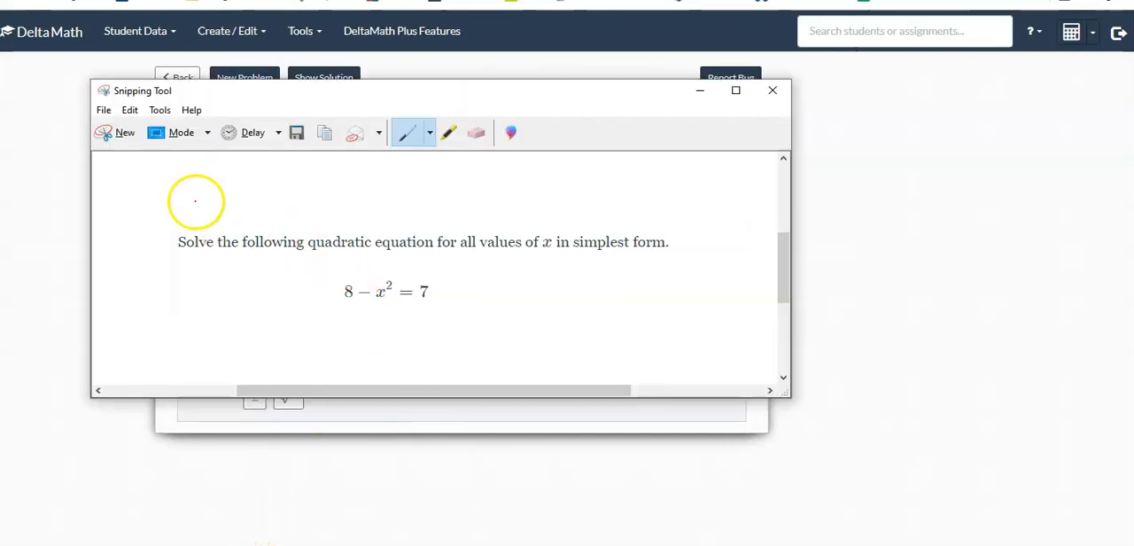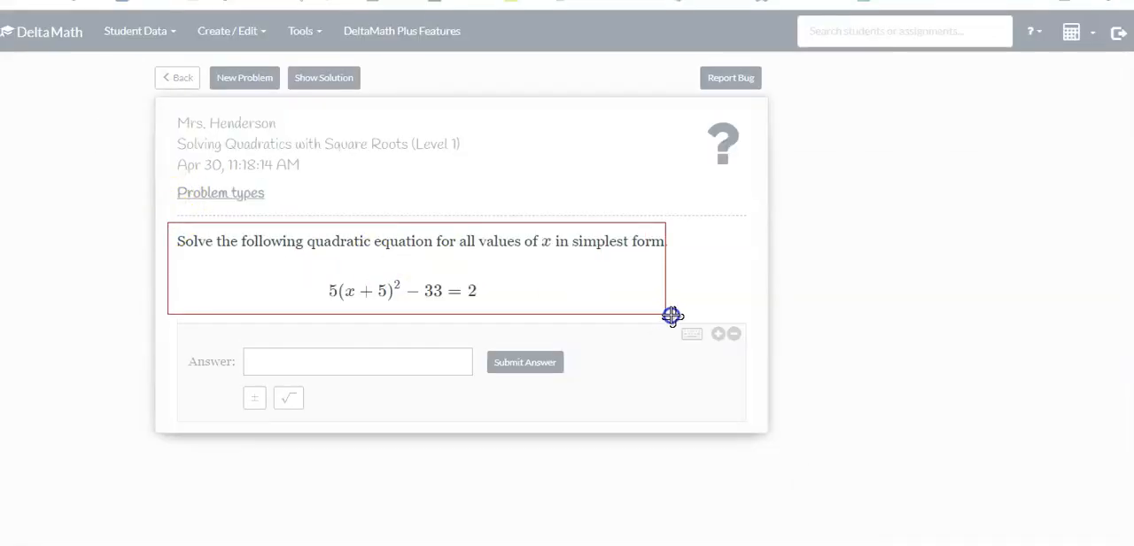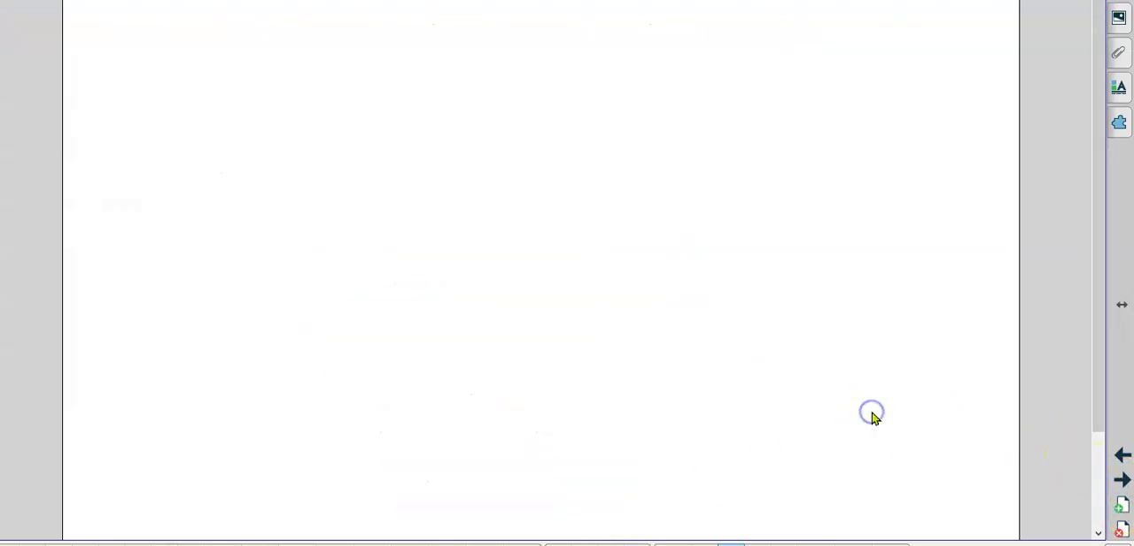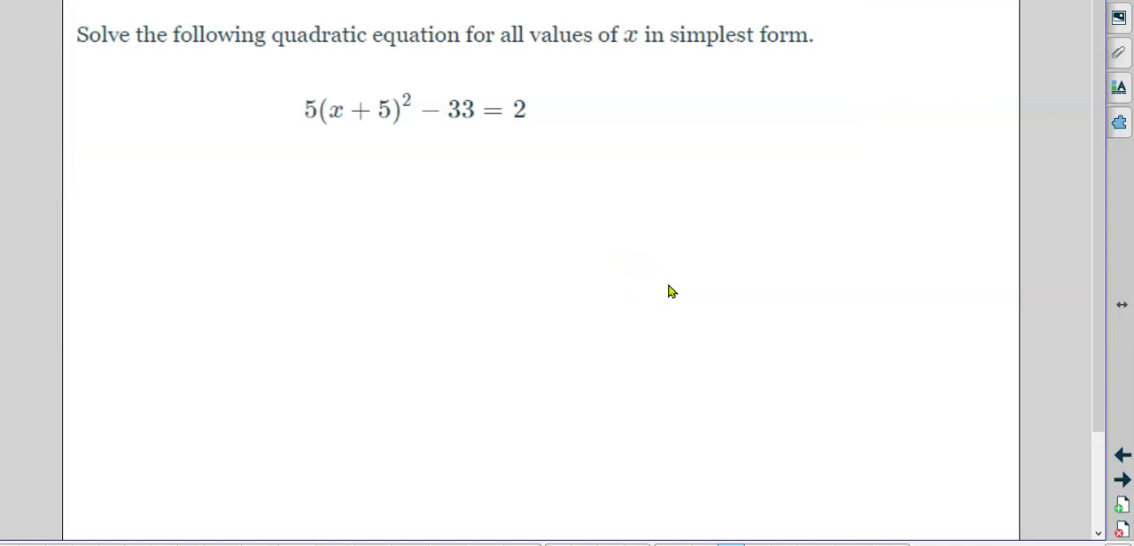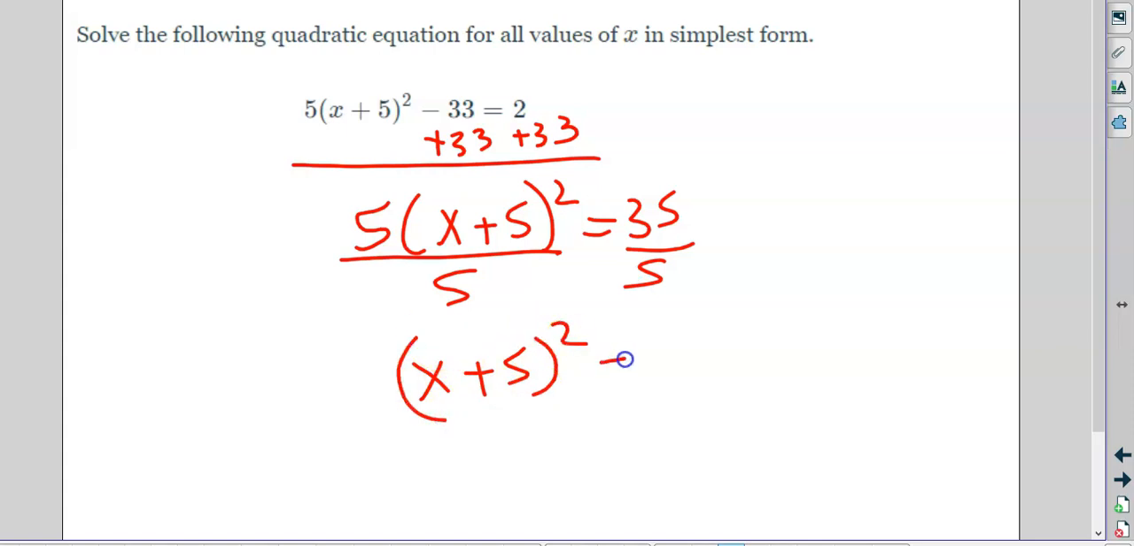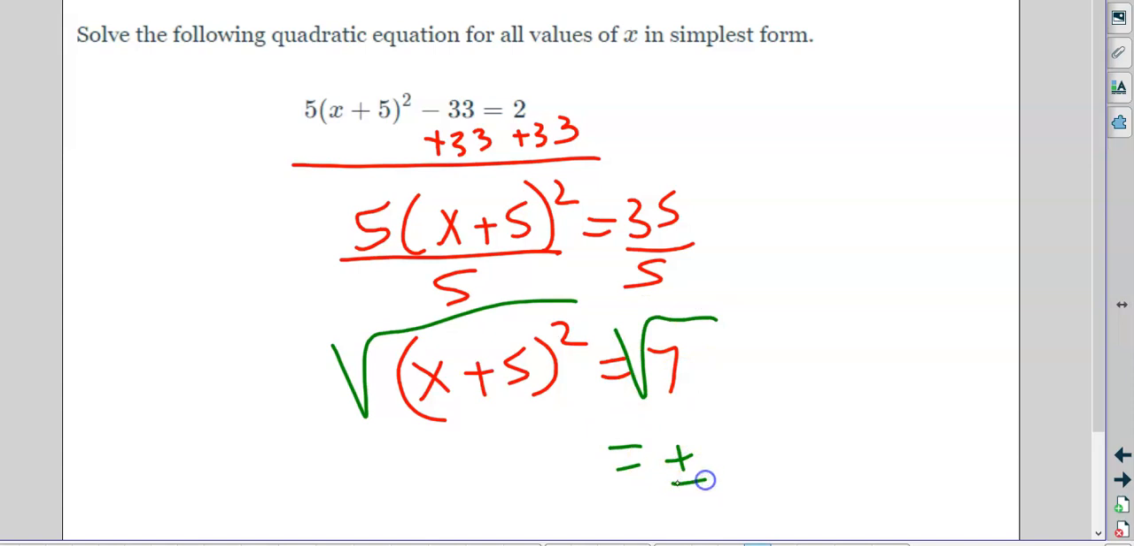Here we go. Let me take a quick pic of this. Okay. And let's go. All right, we need to eliminate everything except that. So we need to remove this plus 33. And then on the next step, we are going to divide by 5. And then on the next step, we're going to clear our square. And I always start like that.